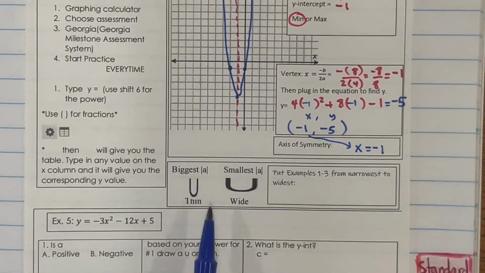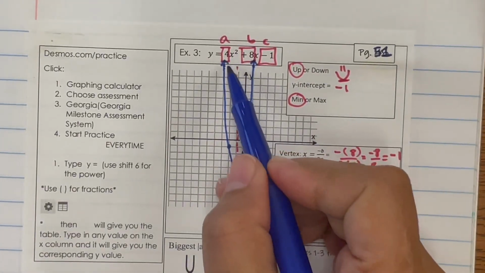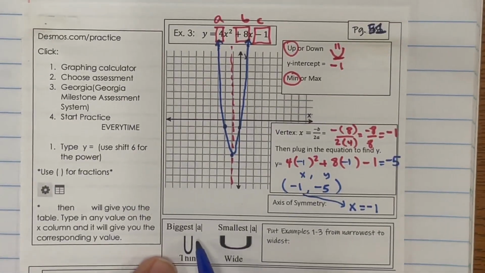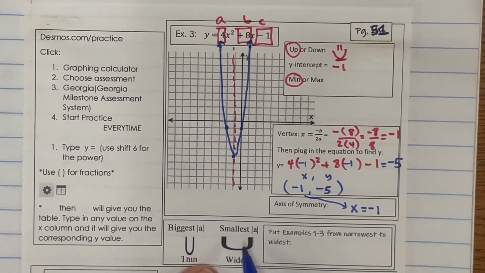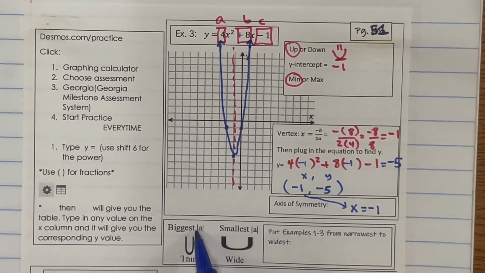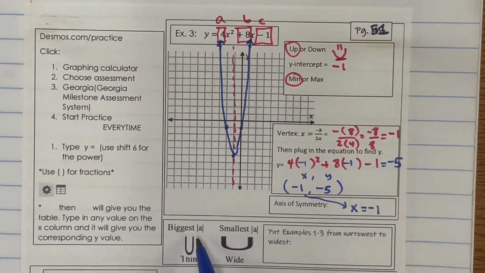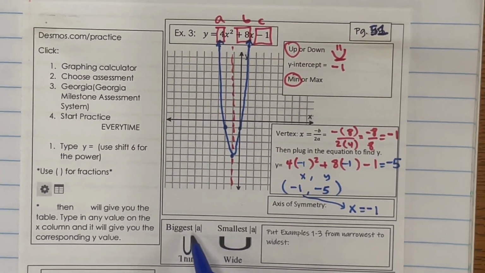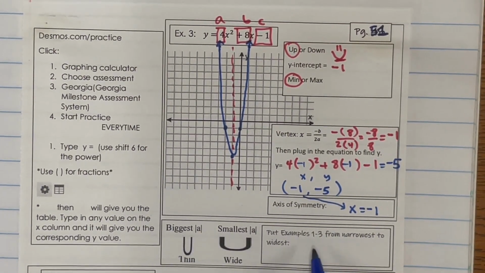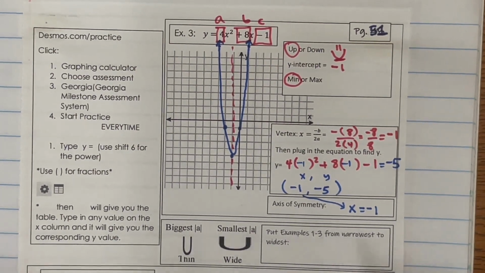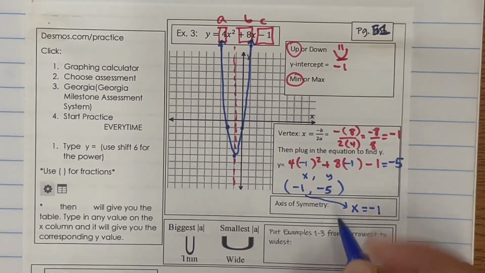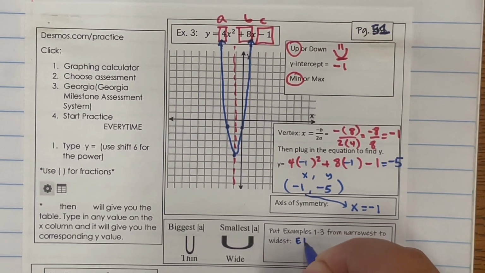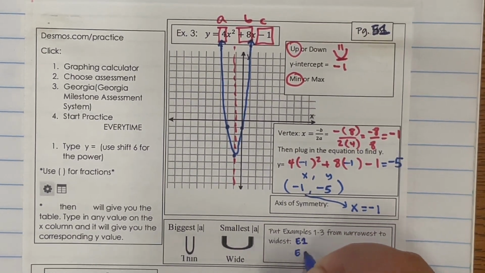One last thing that we need to talk about that's really important is A also decides how thin your parabola or how wide your parabola is. So the bigger your A value, the absolute value of it, so only taking just positives, the thinner it is. So let's put examples 1 to 3 from narrowest to widest. Let's go ahead first and write down what they were: example 1, example 2, example 3. All right, we're just going to look at what were their A values.